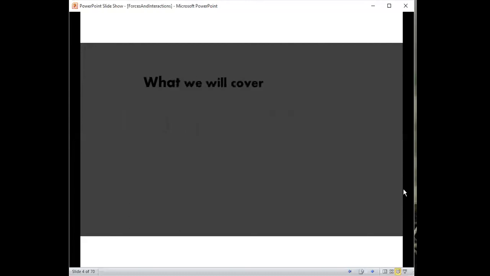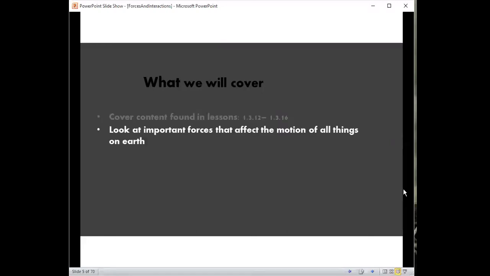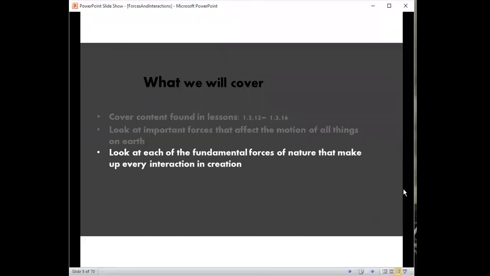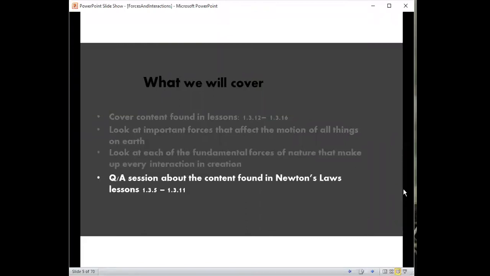you can run with. Okay, so what we will cover is the content found in lessons 1.3.12 through 1.3.16. These are the last few lessons in the unit 1.3 Newton's Laws 1. We will look at important forces that affect the motion of all things on the earth, and we will look at the fundamental forces of nature that make up every interaction in creation. And finally, at the end, we're going to have a question and answer session about the content found in, not these lessons, but the very last lessons in the unit.